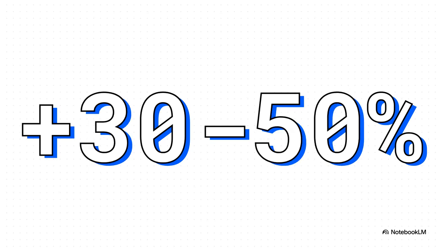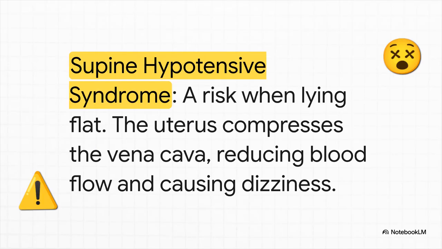And to handle all that extra blood, what do you think has to happen? Well, the cardiac output. That's the amount of blood the heart pumps out every minute. It also has to increase dramatically by 30 to 50%. The heart is just working that much harder to keep up with the new demands of the pregnancy. So, these huge cardiovascular changes lead us right to a classic exam gotcha: supine hypotensive syndrome.